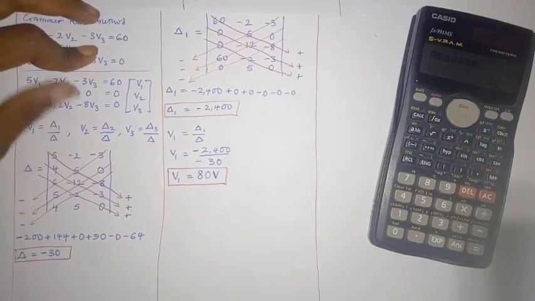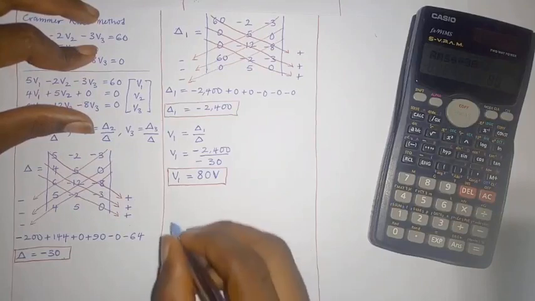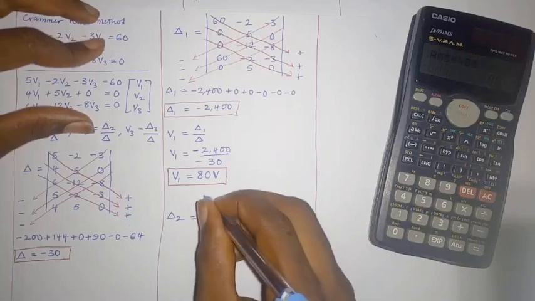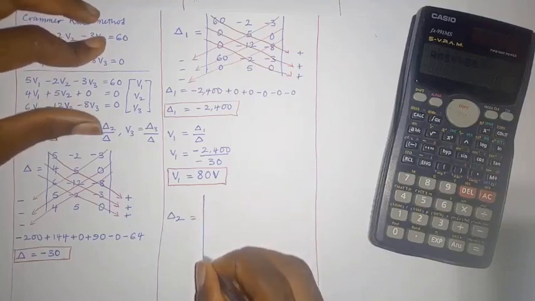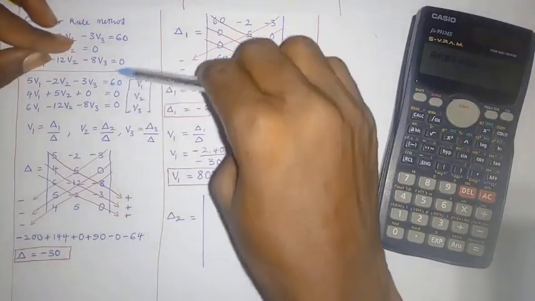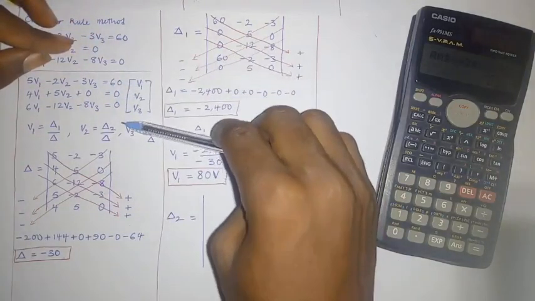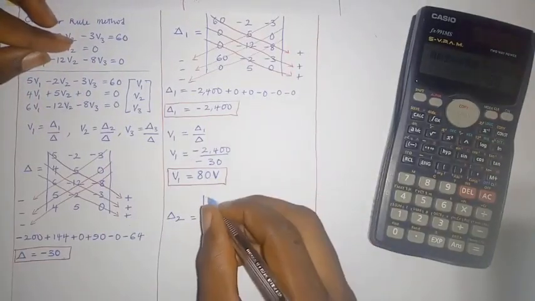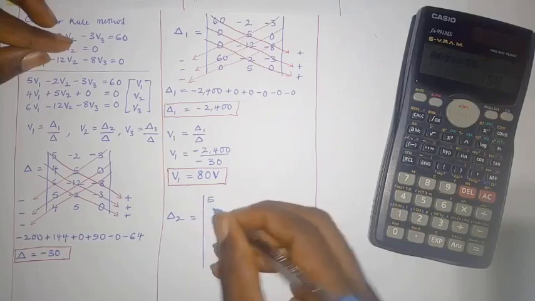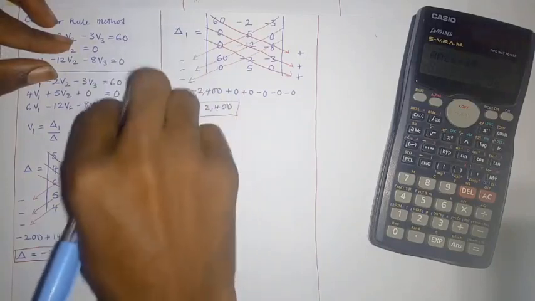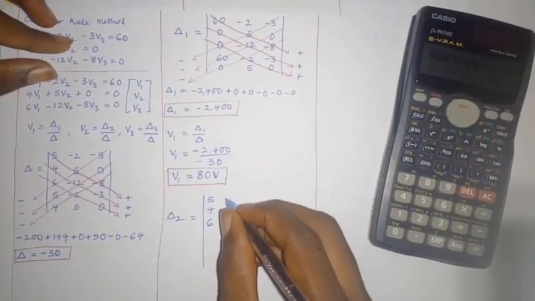Now let's get V2. To get V2, you know how we are going to do it. We are going to get the determinant 2, using the same method. Now, for V2, you are going to replace the V2 column with this 6000. You remove everything here and place this one here. It will now be 5, 4, 6. Then you now put this 6000 here. 60.